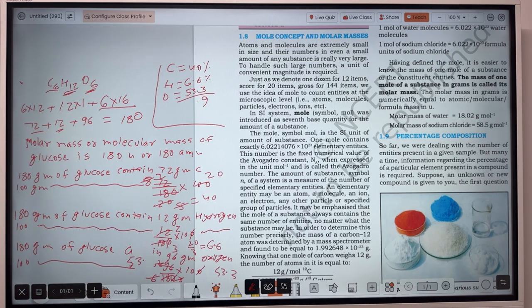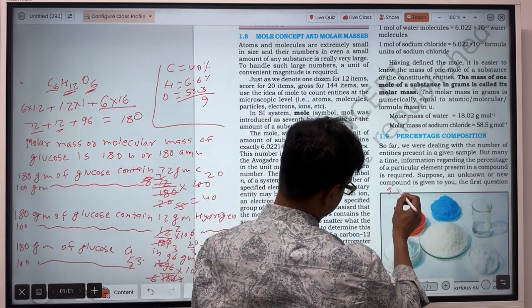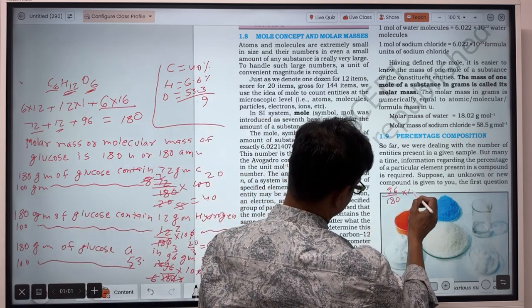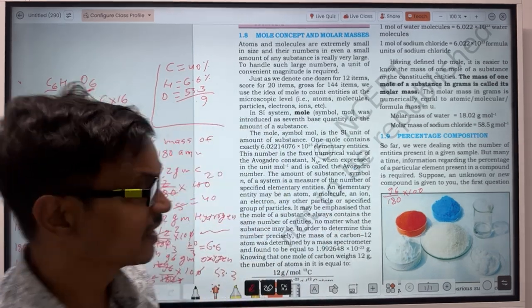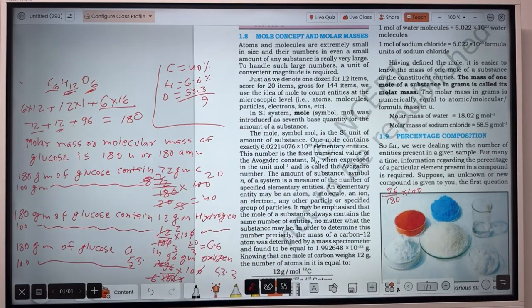That means here something is wrong. Here, this one: 96 upon 180 into 100. How much does it come to? So calculate, guys, 96 upon 180 into 100. So 53.33.